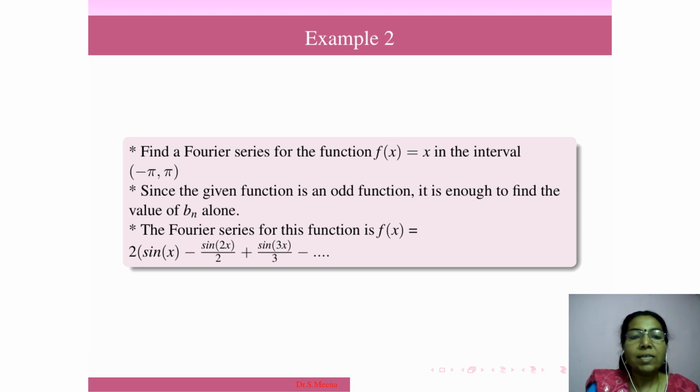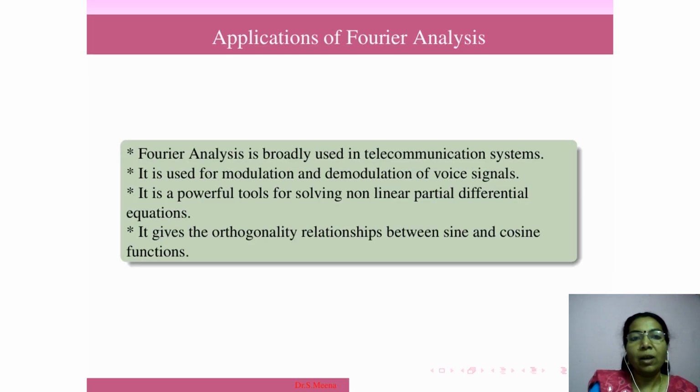Now the second example is to find the Fourier series for f of x is equal to x in the interval minus pi comma pi. So f of x is equal to x is an odd function, so it is enough to find the value of bn alone. The Fourier series for this function is f of x is equal to 2 into sin x minus sin 2x by 2 plus sin 3x by 3 and so on.